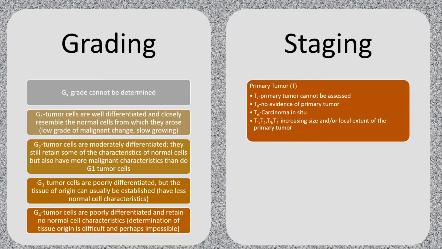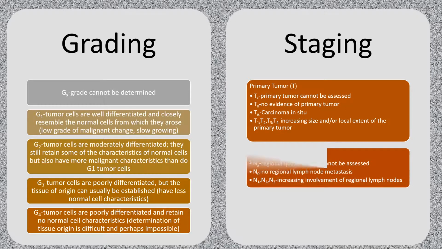The initial T stands for primary tumor. There is TX, the primary tumor cannot be assessed, T0, which is no evidence of a primary tumor, TIS is carcinoma in situ, and then T1, T2, T3, and T4 indicate increasing size and or local extent of the primary tumor. N stands for regional lymph nodes. We have NX, regional lymph nodes cannot be assessed. N0, there is no regional lymph node metastasis. And then we have N1, N2, and N3, which is increasing involvement of the regional lymph nodes.